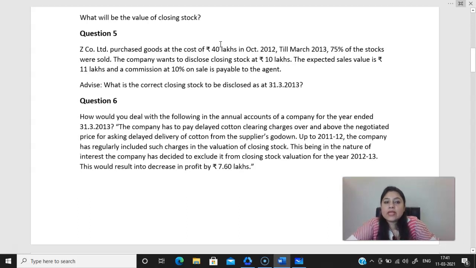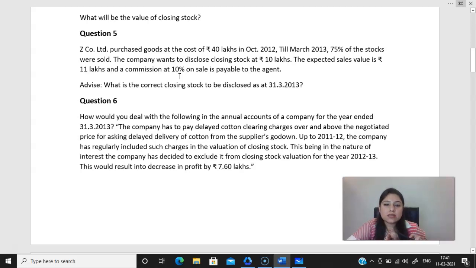Now coming to the NRV part, the expected sales value of this particular closing stock is rupees 11 lakhs. And out of those 11 lakhs, a commission at 10% on sale is also payable to the agent. So what is the correct closing stock which will be disclosed in the books of account as at 31st March 2013? Here cost is given, we have to ascertain the NRV. For NRV also we have been given the sales value and also the cost that will be incurred in order to complete the sale of such stock.